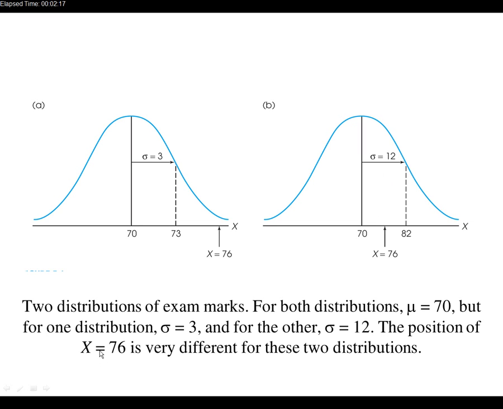The position of x equals 76 is really different for both of these distributions. Look, if the standard deviation is 3 and you got a 76, well, that means that you're way out here. You're like 2 standard deviations away from the mean. So you did really good. If the standard deviation is 12, that means that one standard deviation is all the way out here at 82, and you only got a 76, so you didn't do as well.